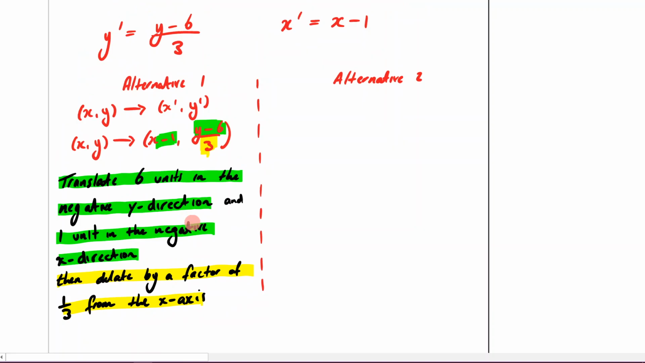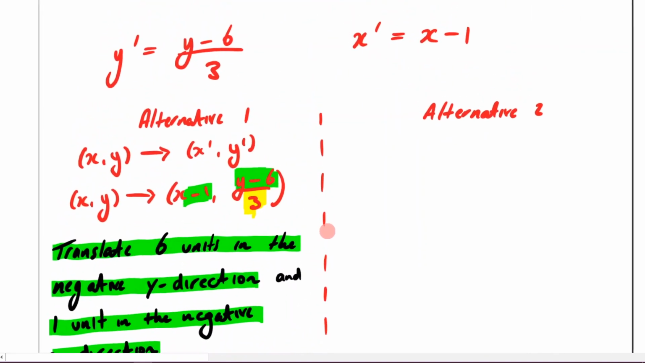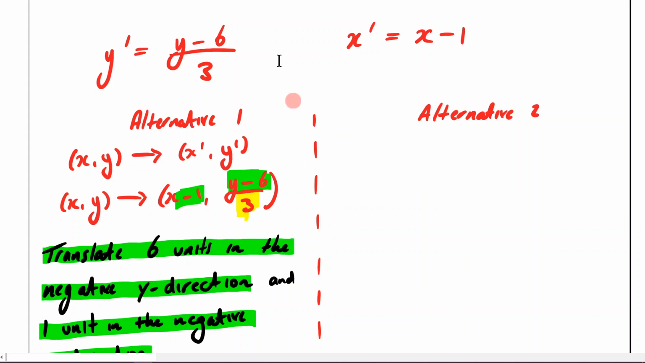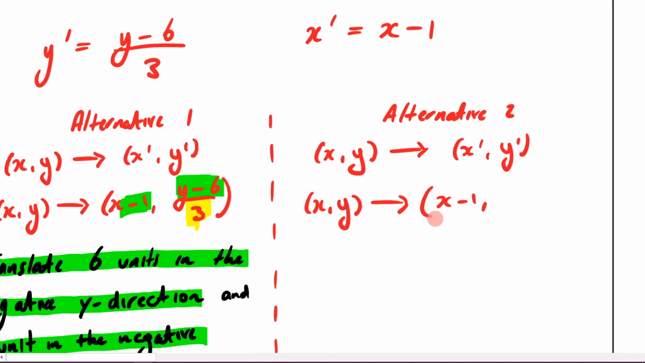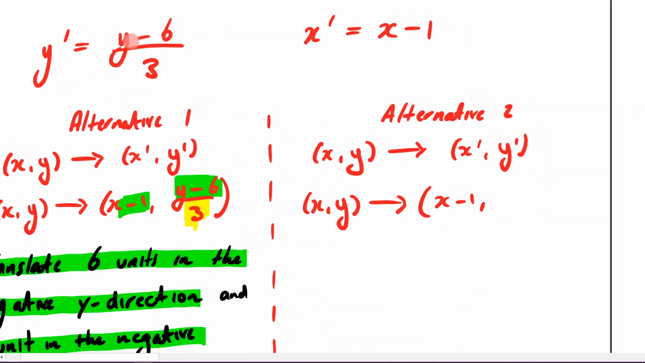Now, let's go through alternative 2, where the sequence is going to be different. Hopefully I'm not losing anyone. I know this stuff can be a bit tricky. So I've got x, y, and I'm going to x dash, y dash. Well, actually, before I do that, x dash is easy. It's just x minus 1. That's the easy part.